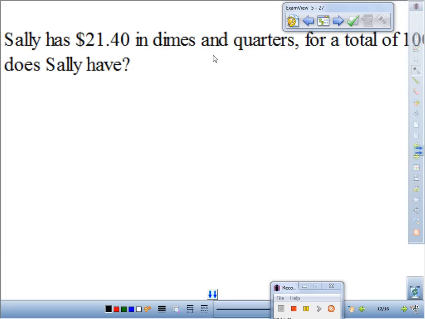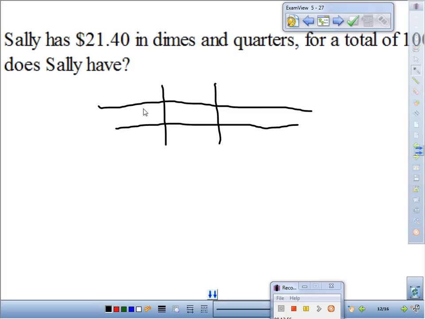So first of all, what kind of coins do we have? Dimes and quarters. So that means two lines down, one, two across. Remember these? Okay, so then for this one, we're actually going to do three lines down. So we're going to write D for dimes, Q for quarters, and over here, total.